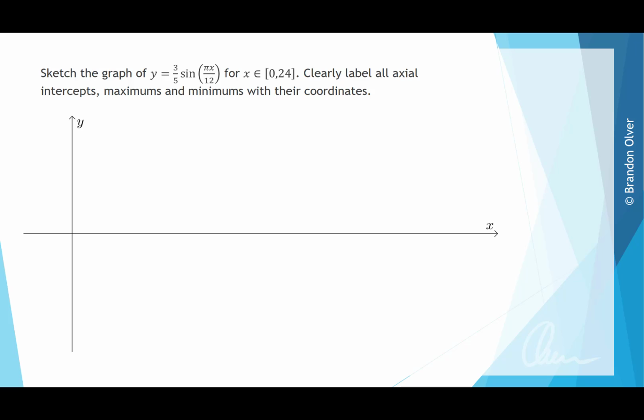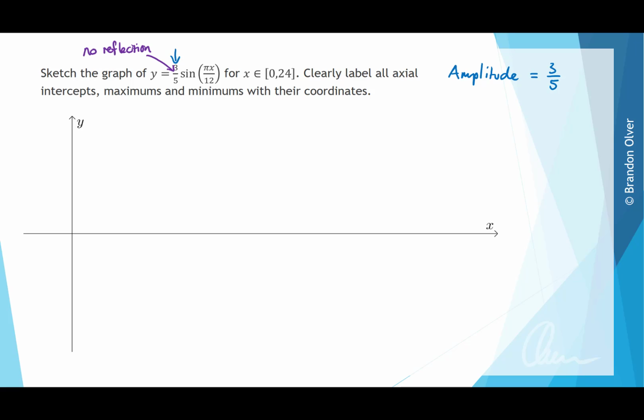We can graph this circular function by just considering the period and amplitude of the graph. So first up, if we look at the amplitude, we're going to look at this value here, which is multiplying the circular function. So this 3 divided by 5 out the front. And this tells us that our amplitude is equal to 3 over 5. Next up, we can see that there's no reflections because there's no negative value here.